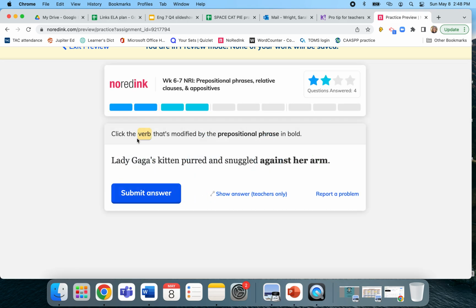All right, let's try another. So click the verb that's modified by the prepositional phrase in bold. So same thing. All right. Purred and snuggled against her arm. There you go. Because you can't purr against her arm, really. That's a sound. You could snuggle.